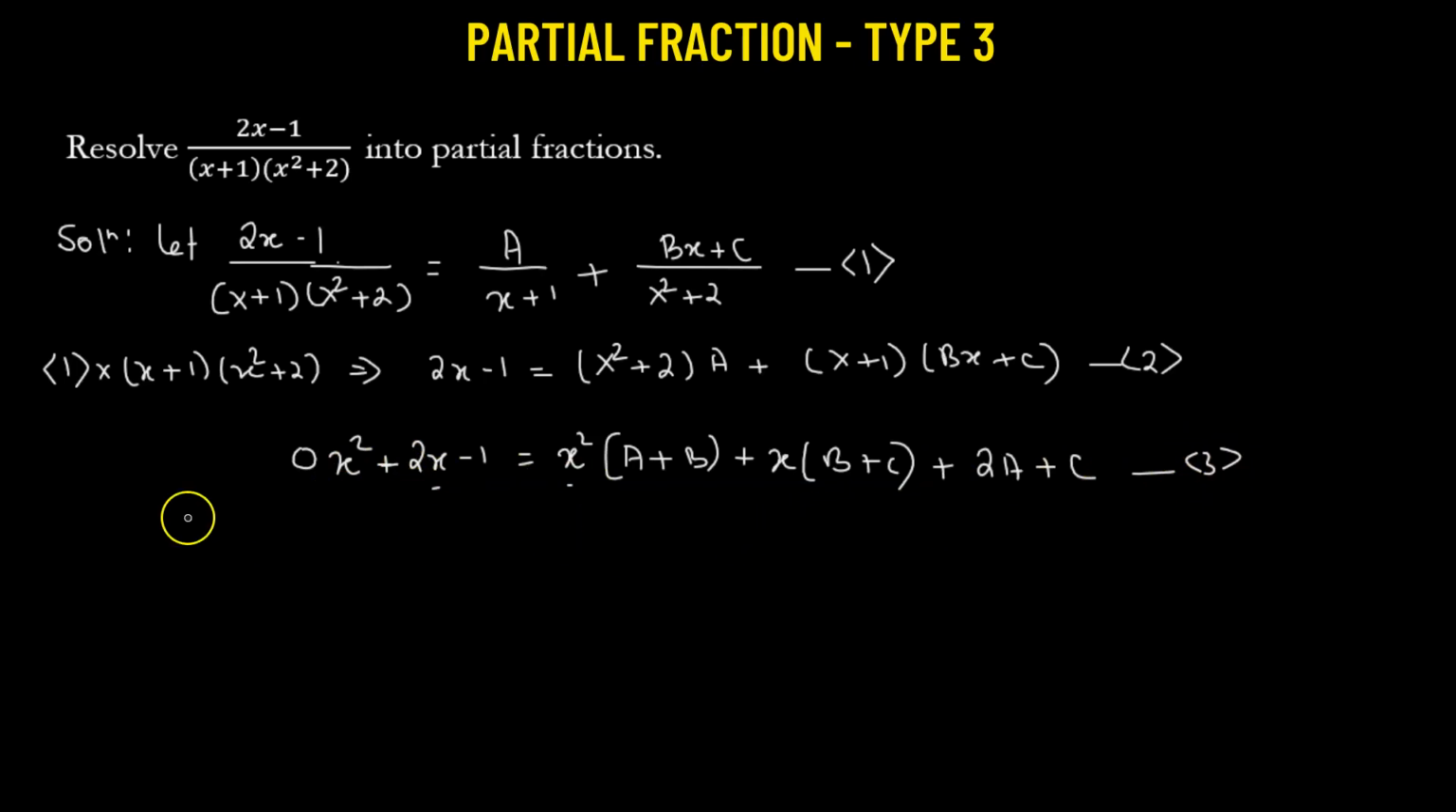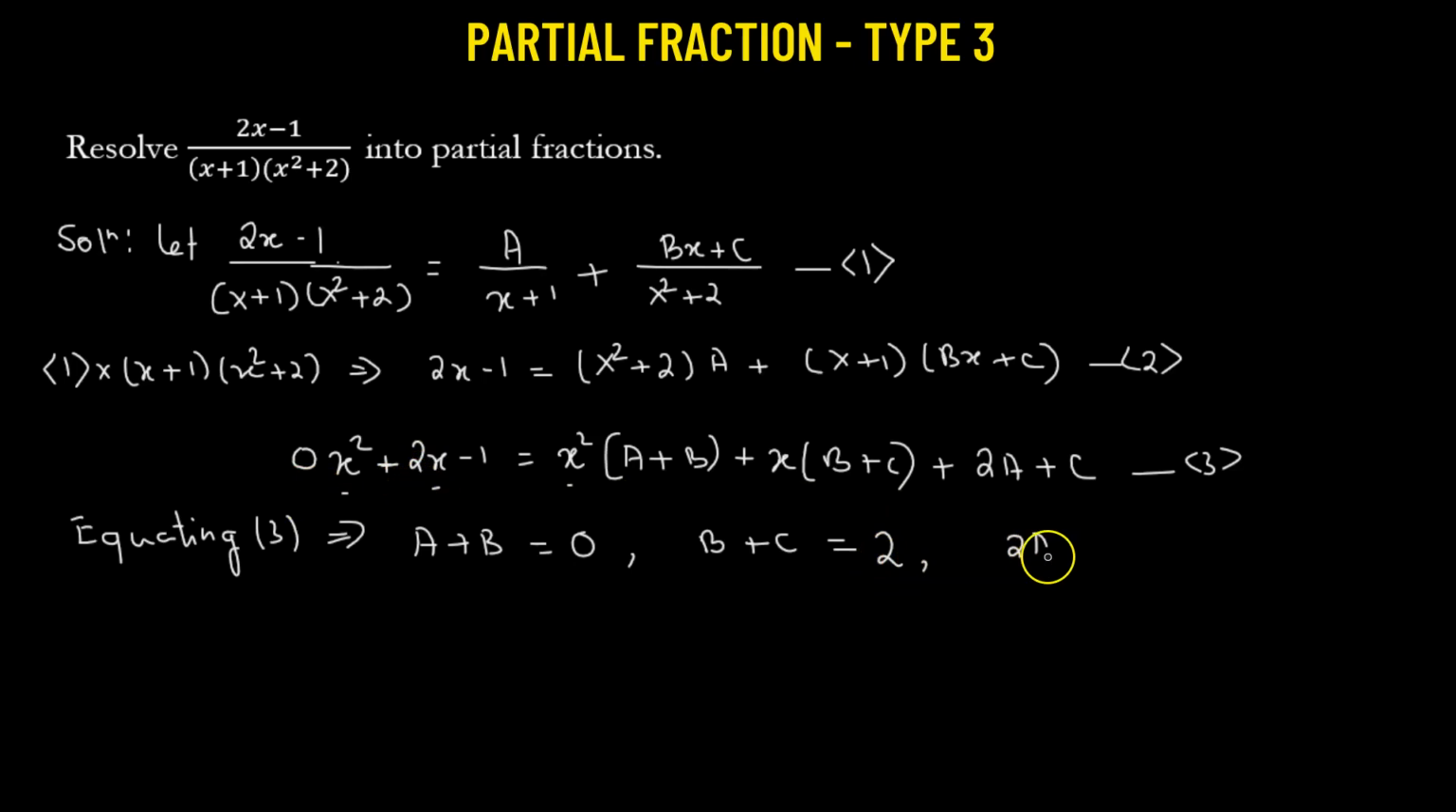Now we can equate both sides of 3. This gives us A + B, the coefficient of x² on the right hand side, equal to the coefficient of x² on the left hand side, which is simply 0. Then we have B + C, the coefficient of x, equal to the coefficient of x, which is 2. And then we have the constant term 2A + C, equal to -1. So we have 3 unknown parameters A, B, and C, and we got 3 equations. We can solve these 3 equations to obtain the values of A, B, and C.